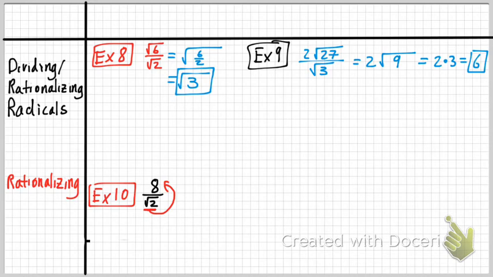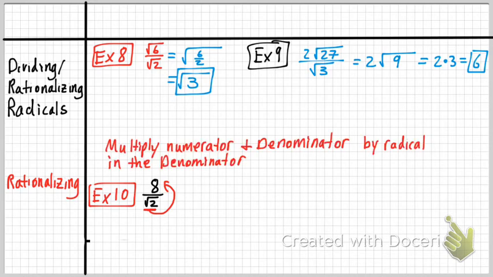So how can we do this? Well, there's a simple little process that we can go through. And that process is that we can multiply the numerator and the denominator by the radical in the denominator. So why can we do that? Well, it's because if I ask you what square root of 2 divided by square root of 2 is, that's going to be 1. So it actually doesn't change the expression at all.